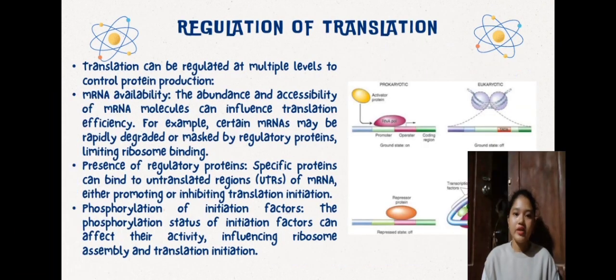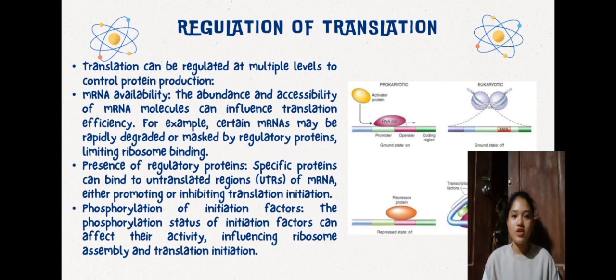Just like regulating the volume of a song, translation can be fine-tuned to meet cellular needs. Here are some ways regulation occurs. mRNA availability. The number of mRNA molecules and their accessibility for ribosomes play a crucial role. If mRNA is scarce or masked by regulatory proteins, translation will be reduced.